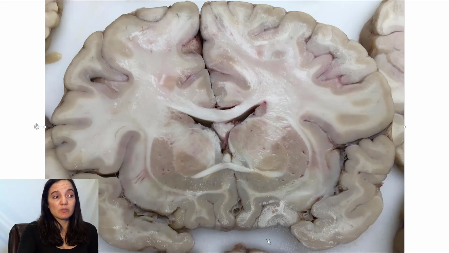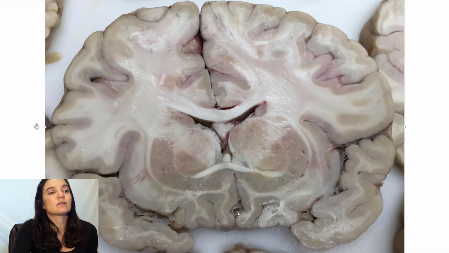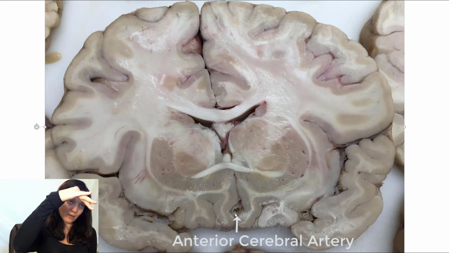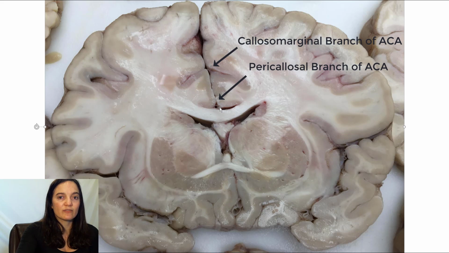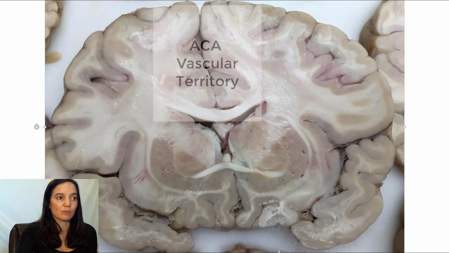Okay, coming back to the full screen for this case, we can talk now about the blood vessels. If we look at the blood vessel here, this is the anterior cerebral artery, and the anterior cerebral artery curves up and around the front part of the brain, and so we can see the branches off of that artery. These branches here feed the vascular territory of the anterior cerebral artery.